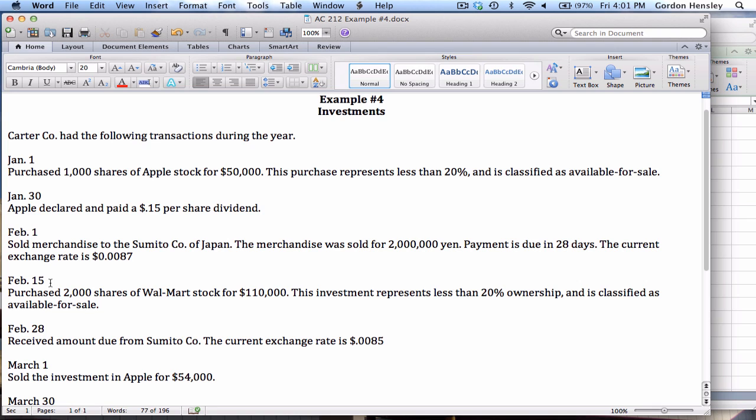Then on February the 15th, another investment. This time we're investing in Walmart. 2,000 shares.